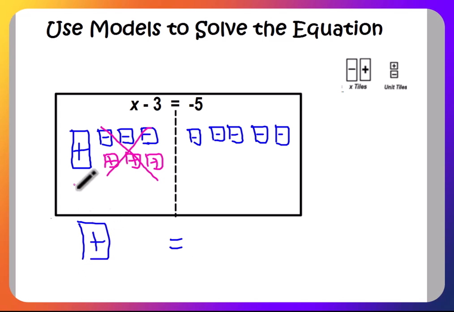But remember, what you do to one side of the equation, you have to do the exact same thing to the other side of the equation. So since we added 3 positive unit tiles on the left side, we need to add 3 positive unit tiles on the right. There's the 3 positives. Now we have both positives and negatives over here on the right side, so we have to remove our 0 pairs. And there are 3 of them. What are we left with?